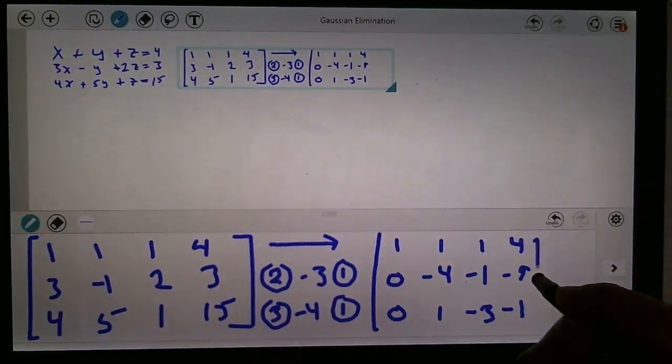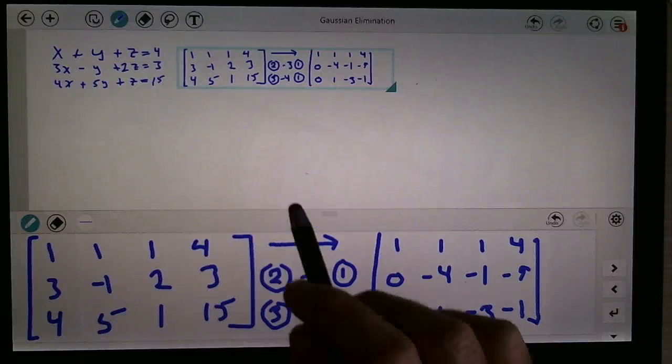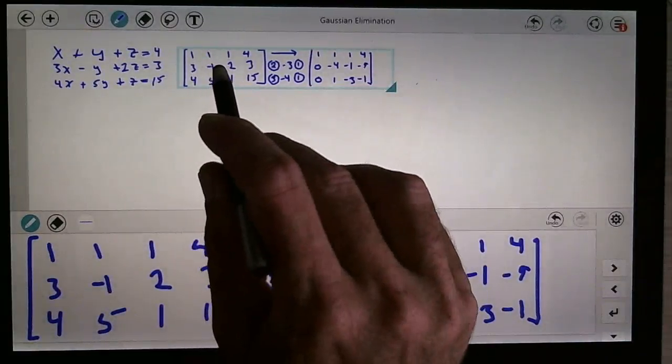Okay, so there's my next one. This is a completely different matrix than this one was. It's a different system, but we can make the argument that it has the same solution set as that one. In fact, I don't think we've made that argument yet. We should probably do that in class.